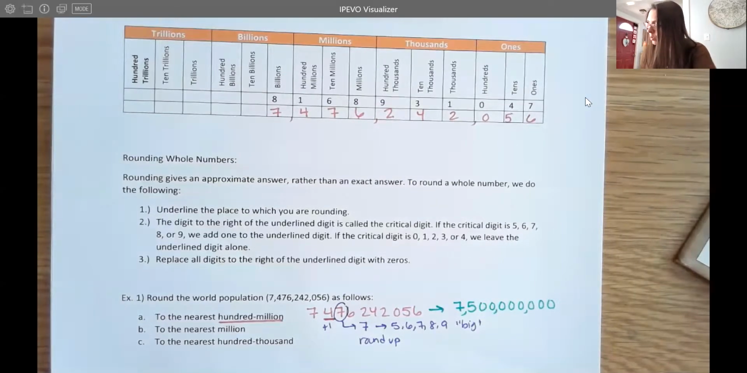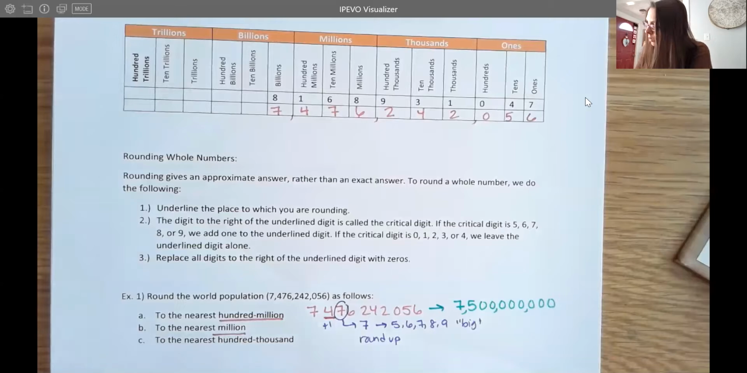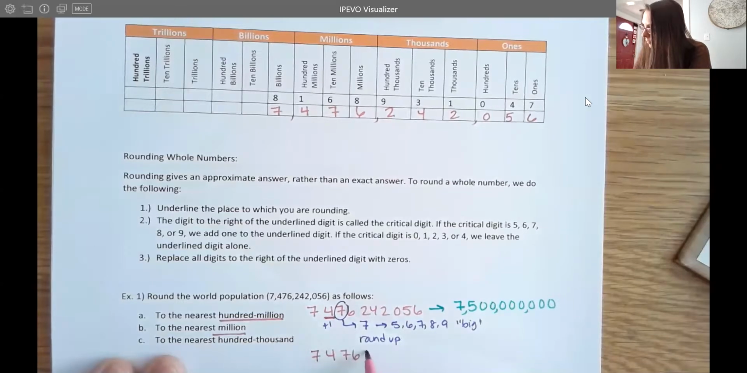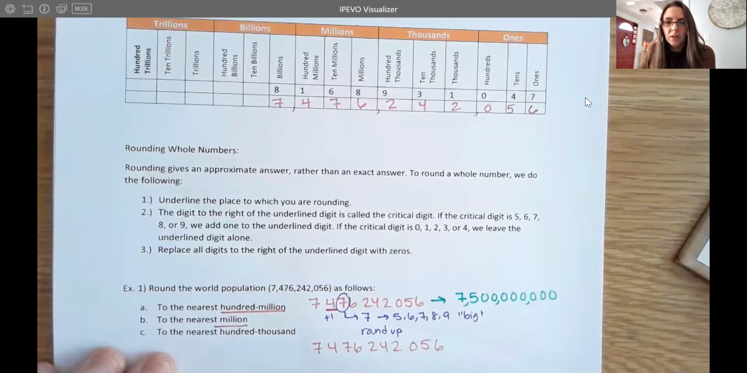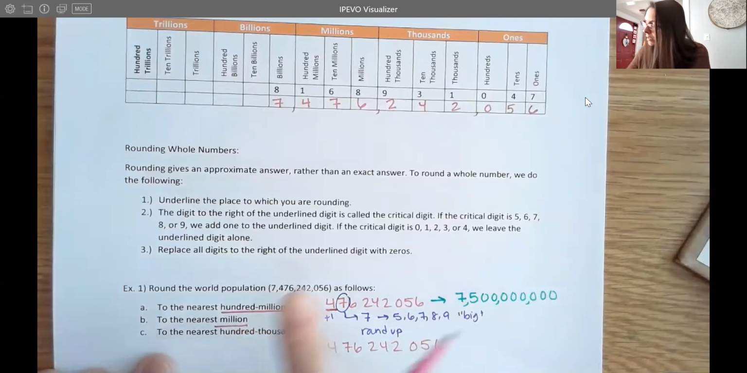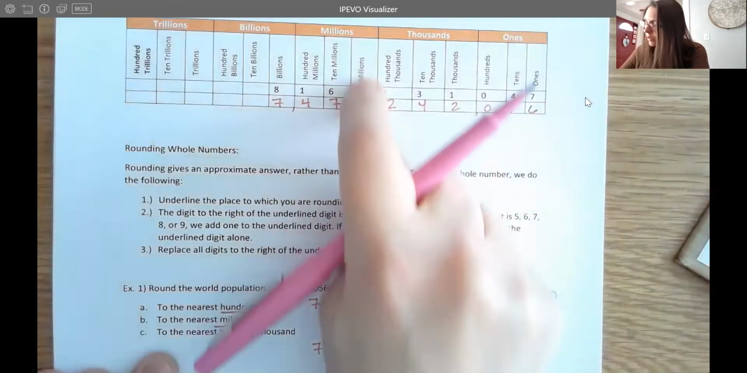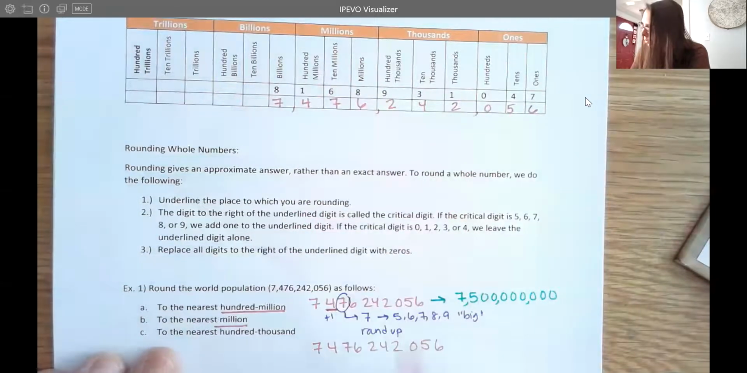Let's round this time to the nearest million. So I'm just going to rewrite that starting number. Sometimes when numbers are so big like this, even I have a hard time doing the rounding in my head because there's so many digits. So it does help to write it and underline where you're focusing. So I need the millions place, and that would be this 6 right here. So this one, that's the millions place.